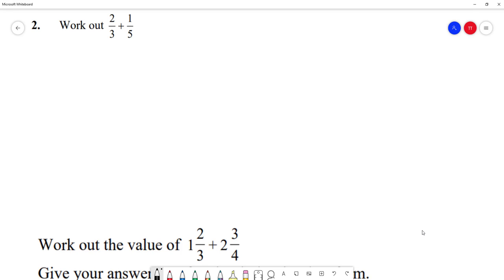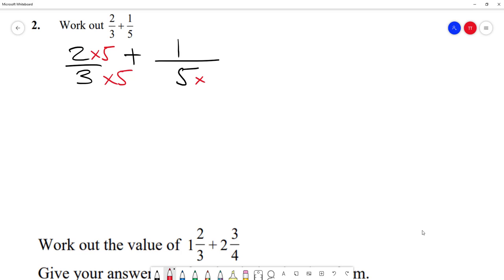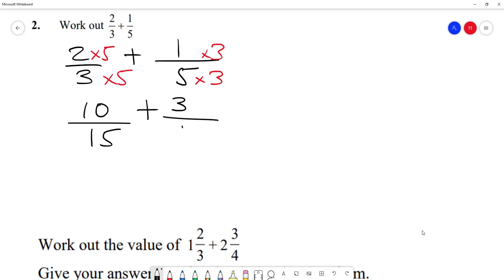Okay, welcome back. So we've got 2/3 plus 1/5. We can make the fractions the same, timesing this one by 5, timesing this one by 5, timesing that by 3, timesing that by 3, and I get 10 over 15 plus 3 over 15, and that gives me 13 over 15.